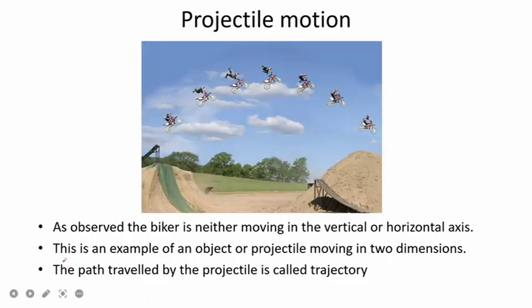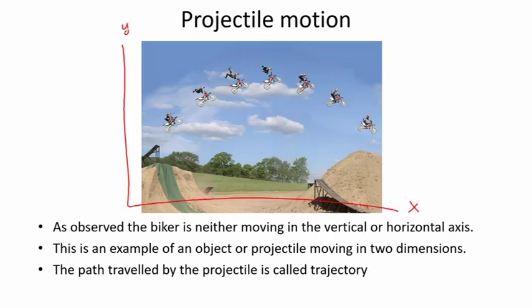If you have ever been to motor track races, you may have seen a sport called motocross. Shown in the figure is the motion of a biker jumping from one point to another. The biker appears to move in both horizontal and vertical axes. This is an example of an object, or projectile, moving in two dimensions. The path traversed by the biker or the projectile is what we call the trajectory.